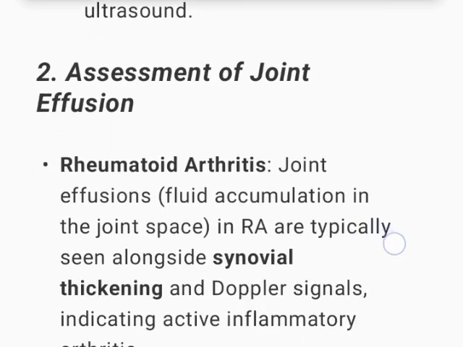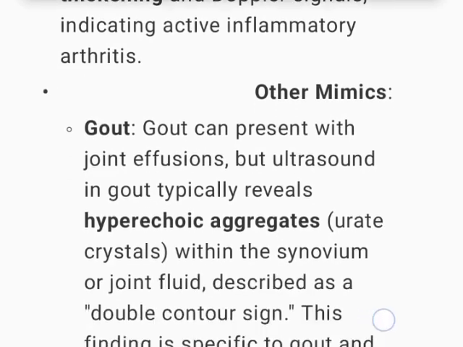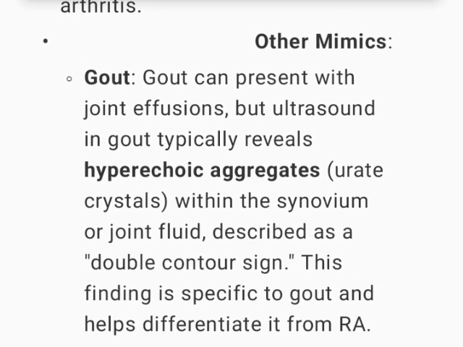2. Assessment of joint effusion. Rheumatoid arthritis. Joint effusions, fluid accumulation in the joint space, in RA are typically seen alongside synovial thickening and Doppler signals, indicating active inflammatory arthritis. Other mimics. Gout can present with joint effusions, but ultrasound in gout typically reveals hyperechoic aggregates, urate crystals, within the synovium or joint fluid, described as a double contour sign. This finding is specific to gout and helps differentiate it from RA.